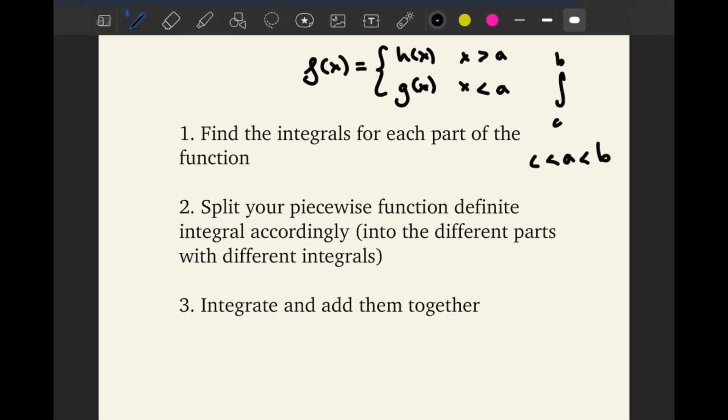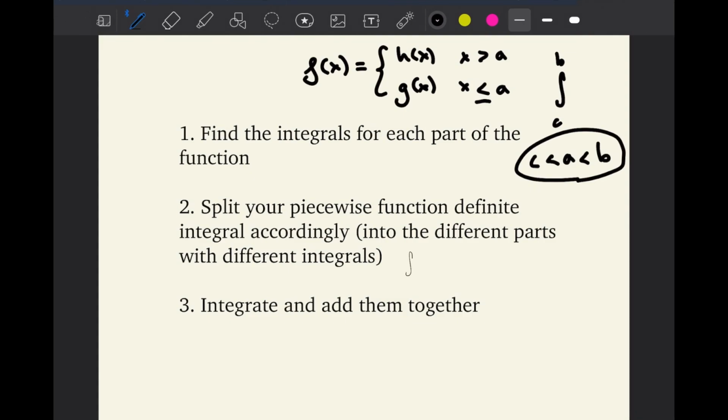Alright? So to do this, we would want to first find the integral for each part of the function. First we would find the integral for h of x, and then we would find the integral for g of x. It doesn't matter in which order, obviously. Then we would split the definite integral of our piecewise function accordingly, into different parts, and this is why I split it up over here. Let's say that f of x is equal to g of x at a. Okay, so now we can split the function into the different integrals.